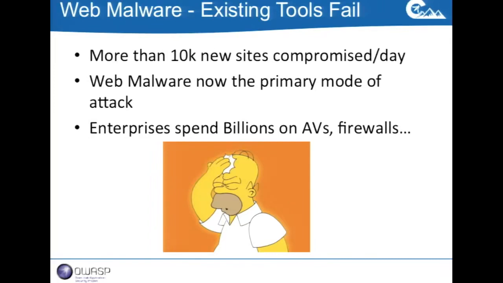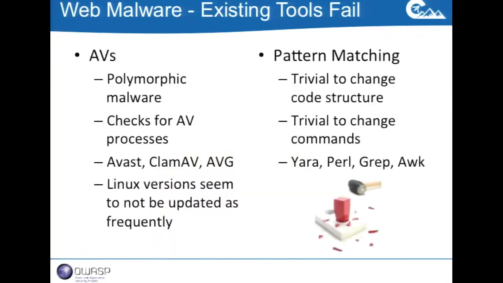Enterprises and all these hosting companies are spending billions on antiviruses and WAFs and whatnot, but it's not working. One of the problems that we face when we try to detect web-based malware is AVs cannot really handle polymorphic malware that well. They have come a long way from just doing signature detection. They have very good people on their staff, but malware keeps changing.